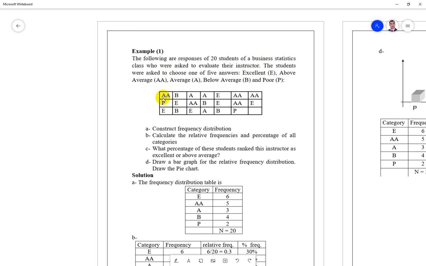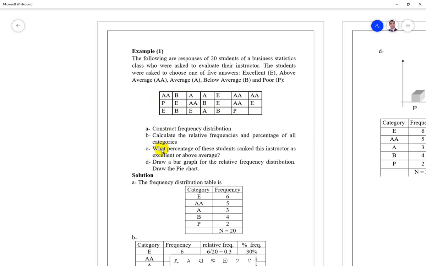So now the evaluation of students for the instructor is our variable, and that variable is qualitative, and it takes only 1 of 5 levels or values. The highest level, excellent, E; second level, above average, AA; then average, A; below average, B; and poor, P. So using these notations, the first student evaluated the instructor as above average, the second one below average, the third average, and so on. So I have 20 values, one for each student, for his evaluation of the instructor.